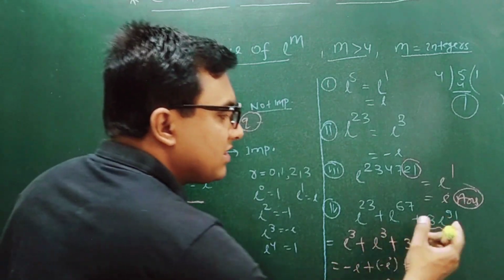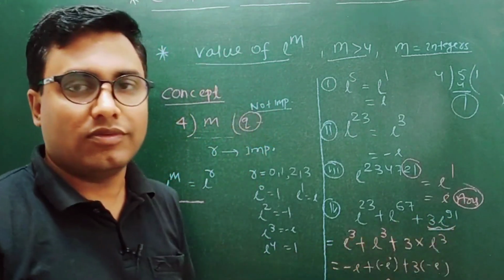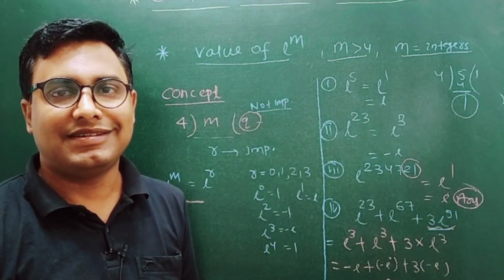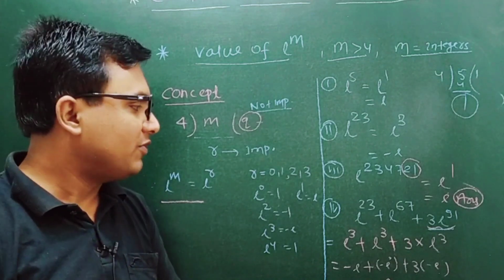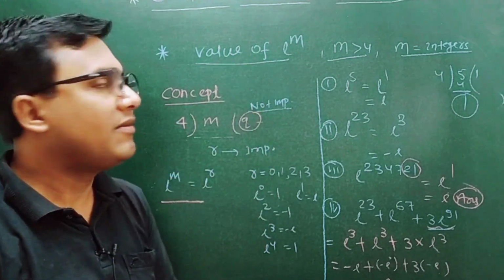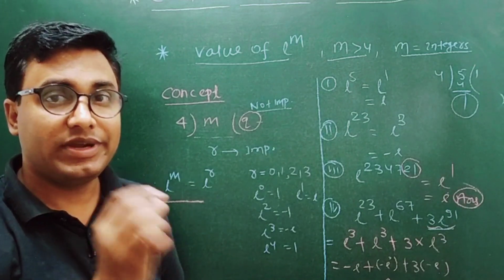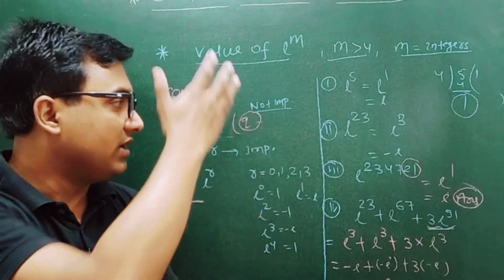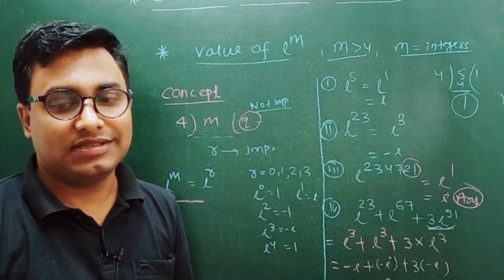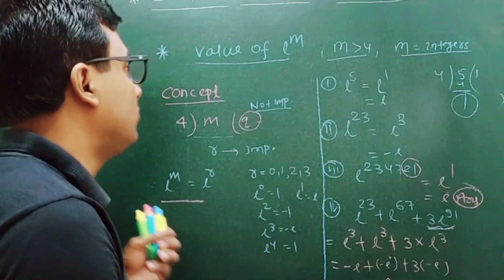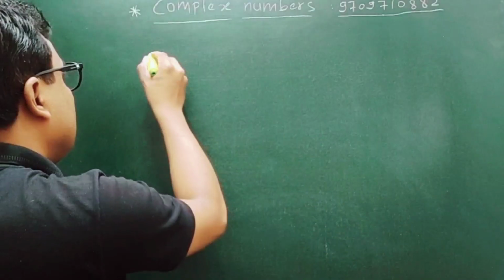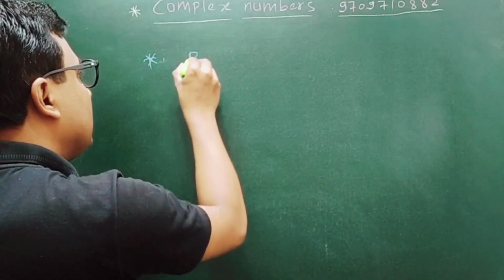So you know what the integral power of iota is, and when the power is greater than 4, we obtain questions like this. But when the power is negative, see here the next concept.